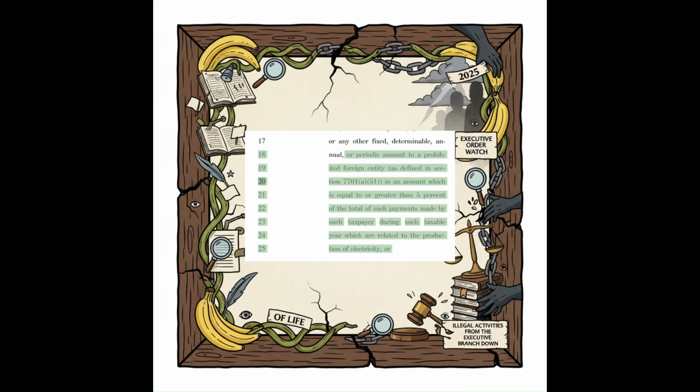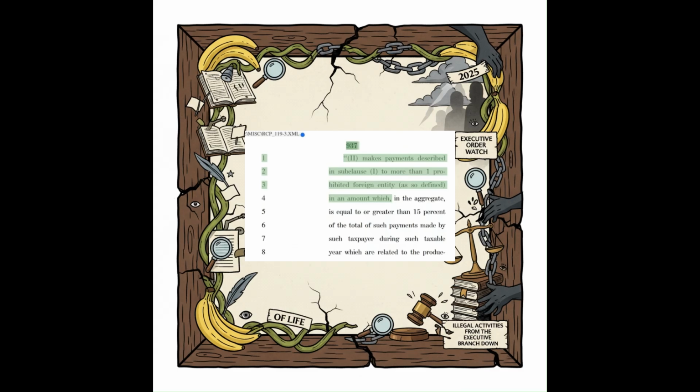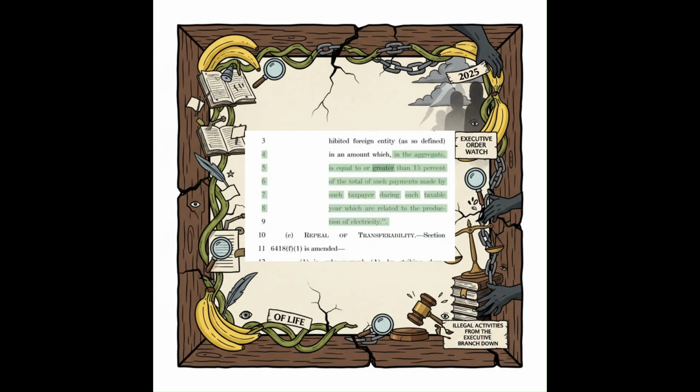in an amount which is equal to or greater than 5% of the total of such payments made by such taxpayer during such taxable year which are related to the production of electricity, or makes payments described in subclause to more than 1 prohibited foreign entity in an amount which, in the aggregate, is equal to or greater than 15% of the total of such payments made by such taxpayer during such taxable year which are related to the production of electricity.